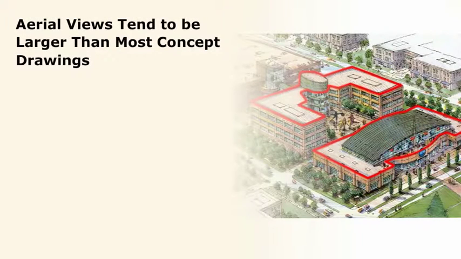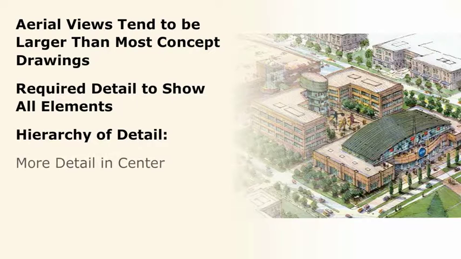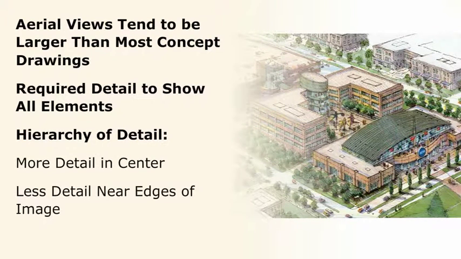As can be seen in this drawing, this aerial view illustrates the architecture, landscape design, circulation patterns, and amenities in a fully developed drawing. Aerial views tend to be larger than most concept drawings because of the amount of detail required to show all of the elements. A hierarchy of detail is established. More detail is shown in the center, and less detail is shown near the edges of the image.